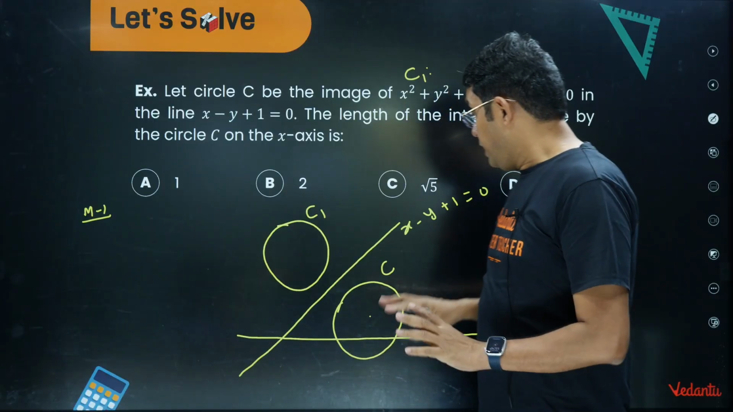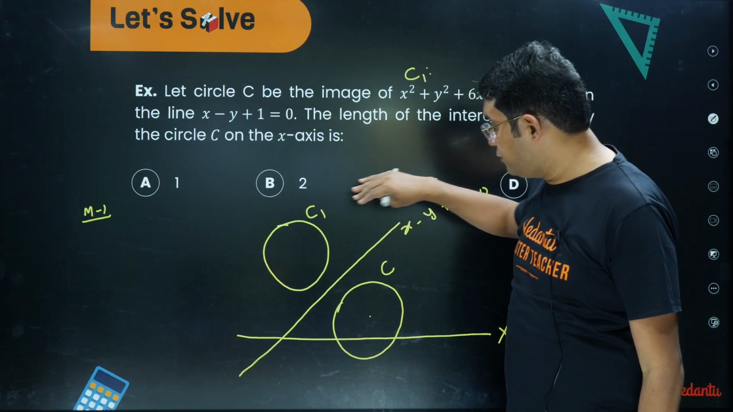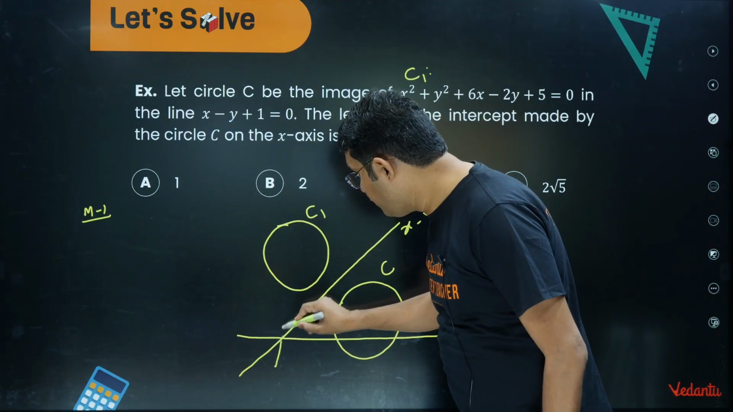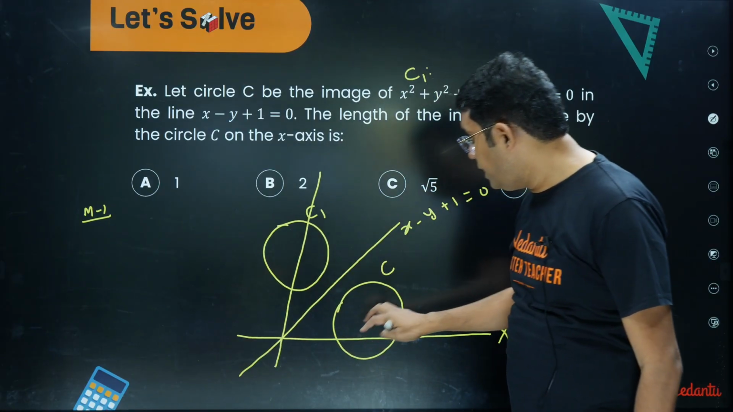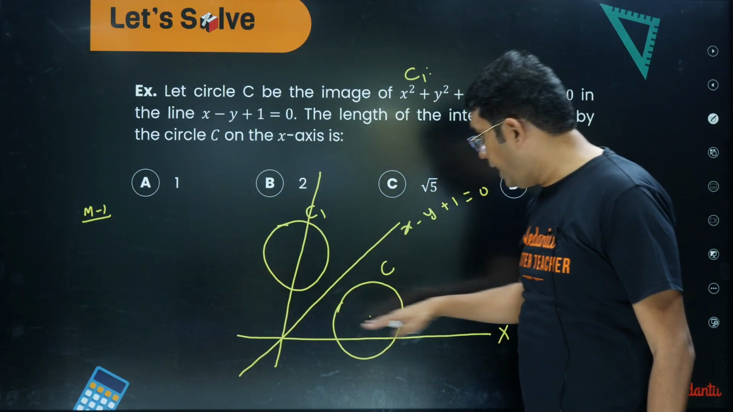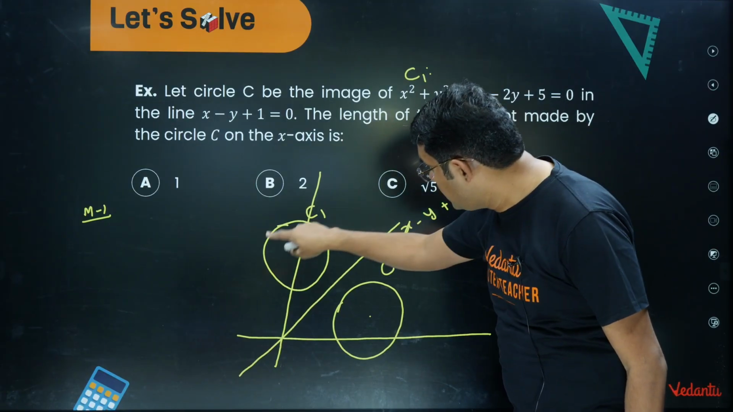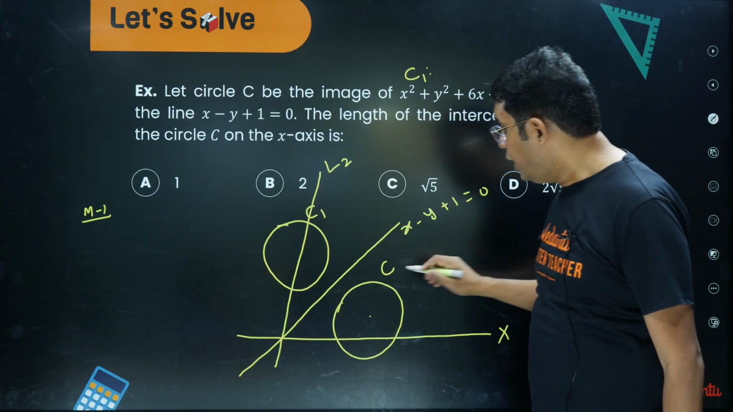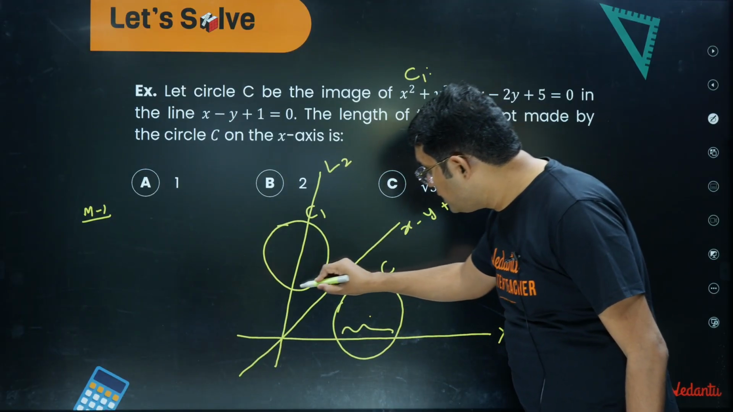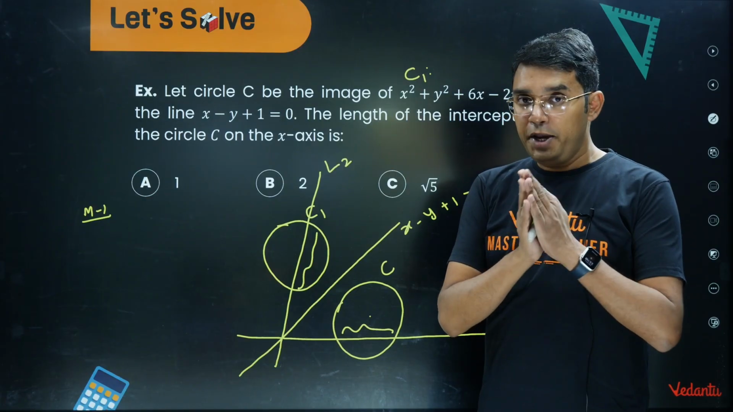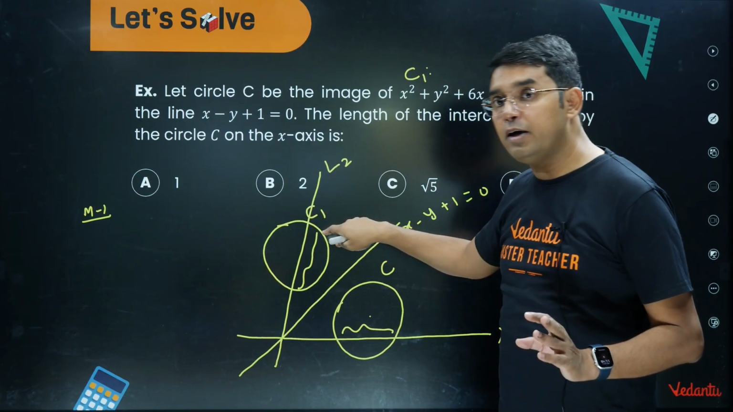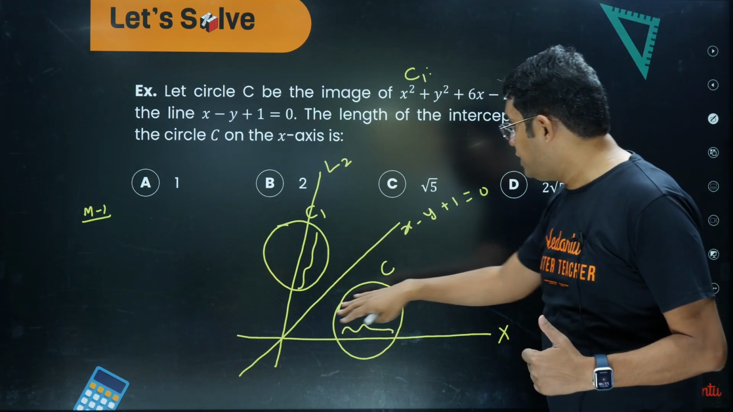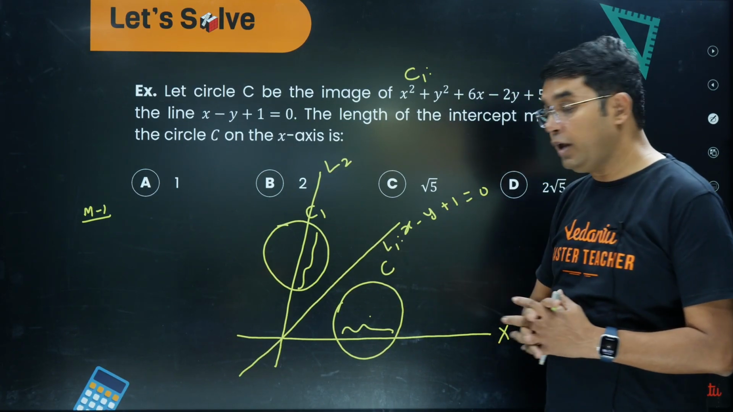Now, dear students, in this question, instead of taking the image of C1 with respect to this line, if I take the image of the x-axis with respect to this line, I think you can understand, because this circle and this x-axis, they are images of circle C1 and this line, let me call it L2, with respect to this line L1. So this length here and this length here should be the same. So instead of finding the image of C1 with respect to this line L, we can also find the image of the x-axis with respect to this line L1. And that will be much easier.